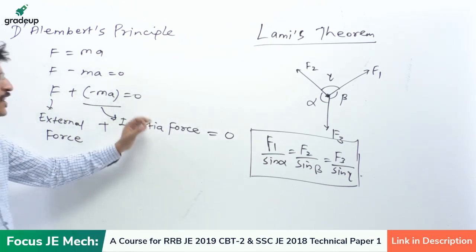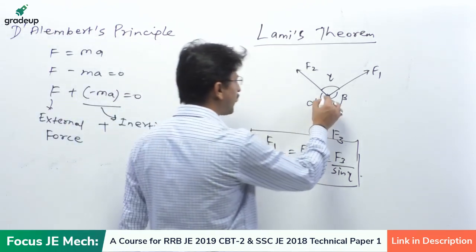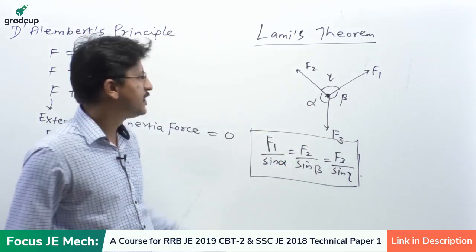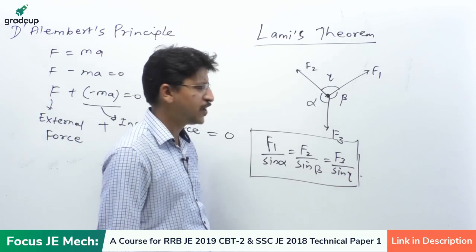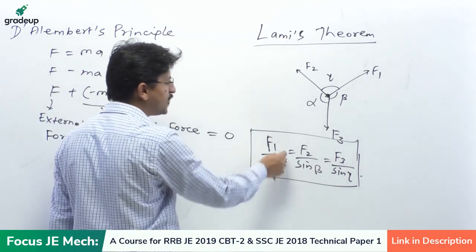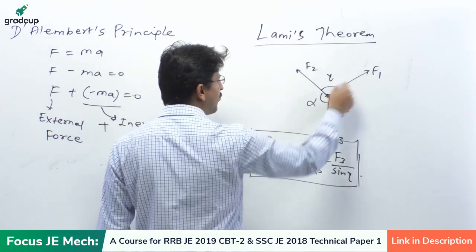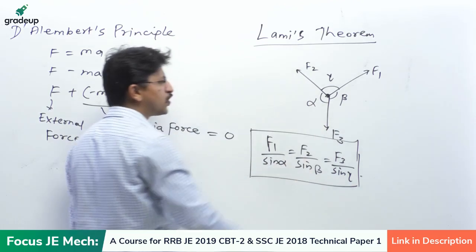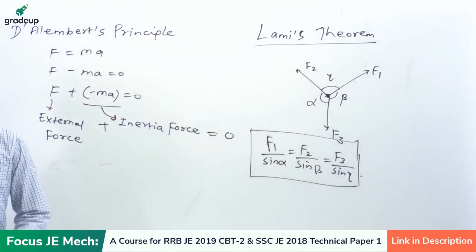This says if a body is acted upon by three forces, and if the body is in equilibrium, then you have this sort of relation between the three forces, where these are the angles just opposite to these forces. You can see that alpha is the angle opposite to F1, beta is the angle opposite to F2, and gamma is the angle opposite to F3.